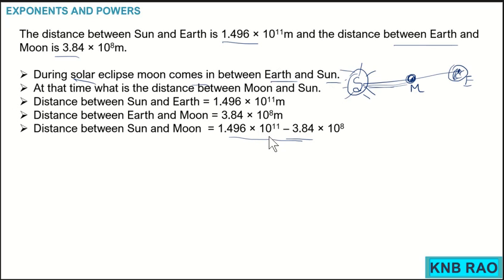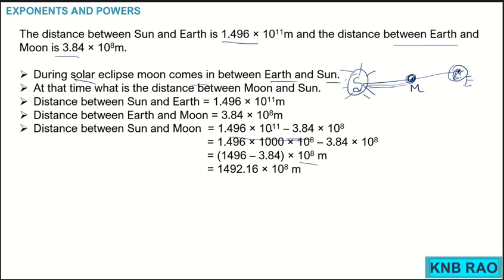So this 10 power 11 can be written as 1000 into 10 power 8. This 1000 after multiplying with 1.496 becomes 1496 into 10 to the power 8. Now 10 power 8 can be taken common. So 1496 minus 3.84, it is approximately 4. If you remove it, it becomes 1492.16 into 10 power 8 meter. This is the distance between the sun and moon.